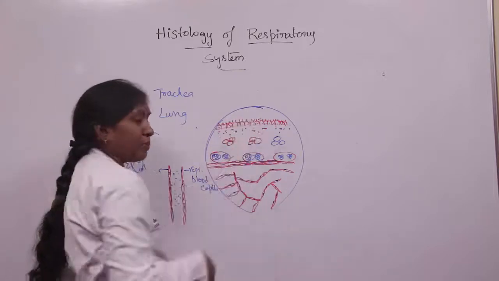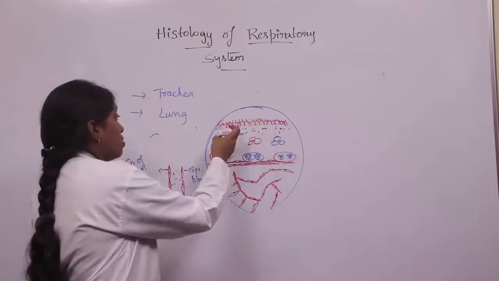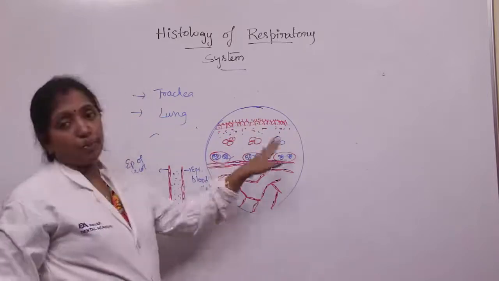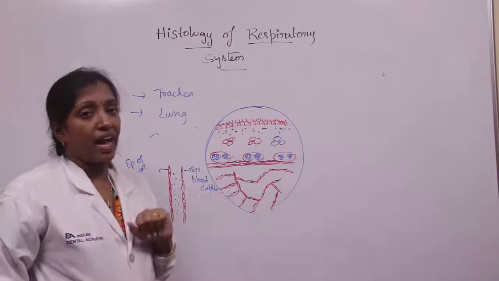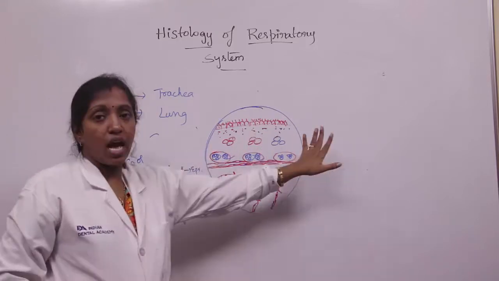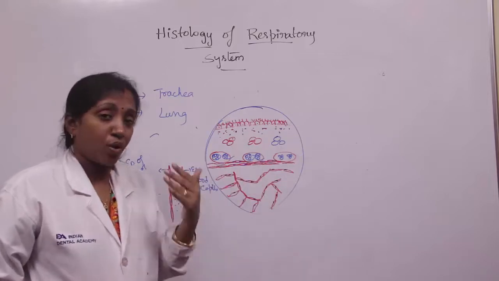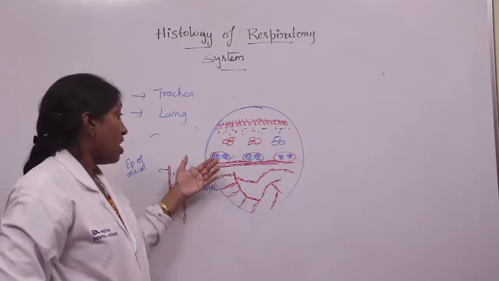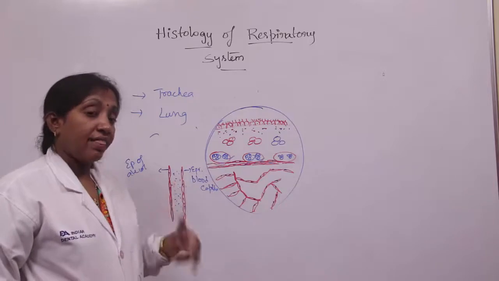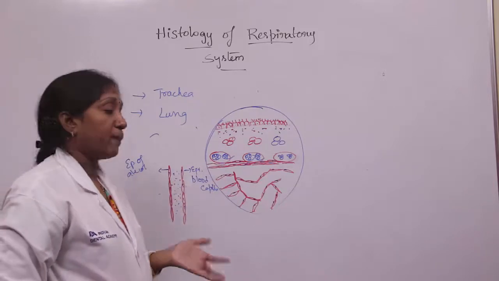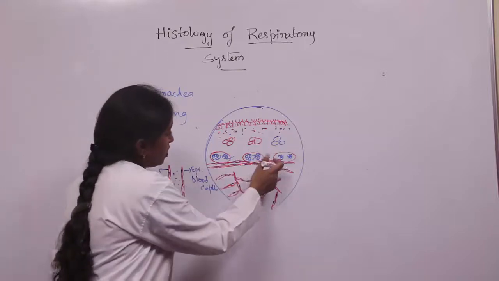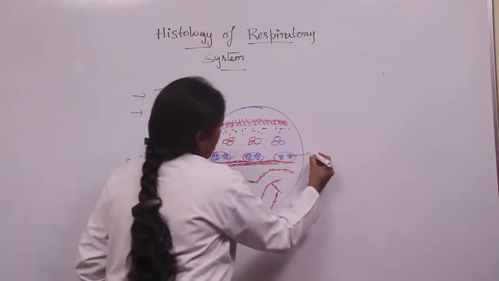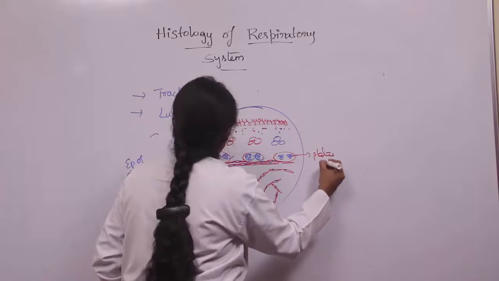So the epithelium is ciliated columnar, and also some epithelial connective tissue is there, some mucous and serous acini are seen, and along with that we can see plates of hyaline cartilage. Continuous hyaline cartilage can't be seen, because as the bronchi start dividing, the hyaline cartilage decreases and the smooth muscle increases. So the plates of hyaline cartilage are seen, and some smooth muscle fibers are also seen.